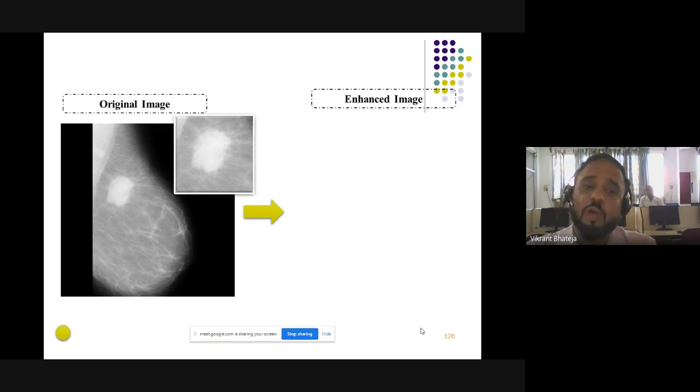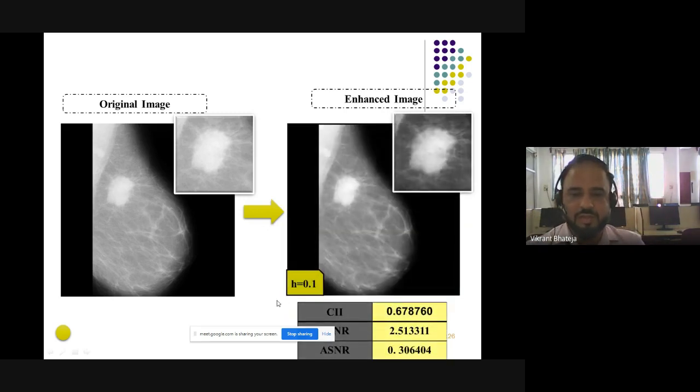So generally, what we have done is we have tried to provide a stable tuning range for generating these enhanced images, and the end user has been provided complete tuning flexibility to change the image from one parameter to another, and then the desired image could be chosen. So when we change the value of the parameter starting from h equal to 0.1, this was the original image, this was the ROI, and this is the enhanced image that you are getting. These are the values of CII, PSNR, and ASNR.